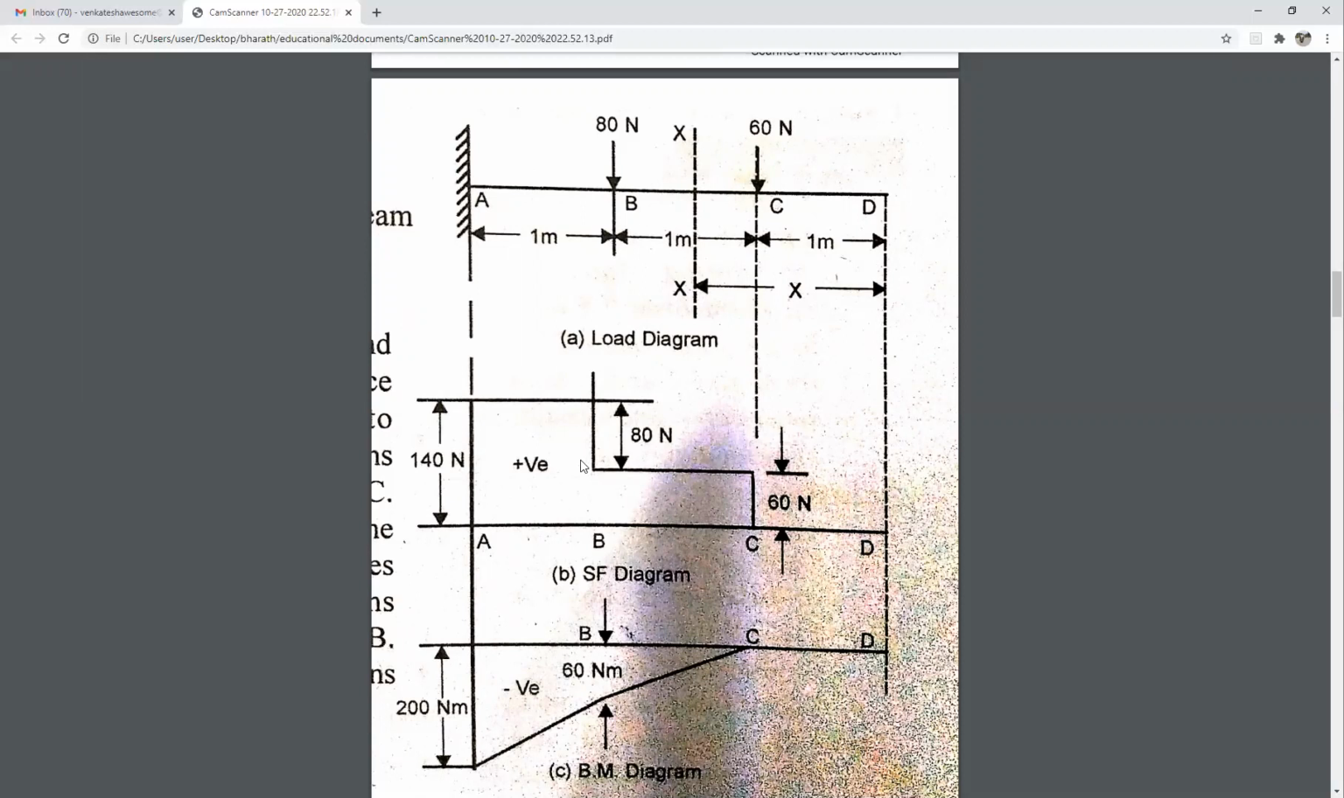At the point B, another load will be acting, 80 newtons. So 60 plus 80, how much could it be? 140. 140 newtons will be there. This is constant up to the fixed end. The entire shear force is positive. A 140 newtons amount of shear force will be induced at the fixed end.